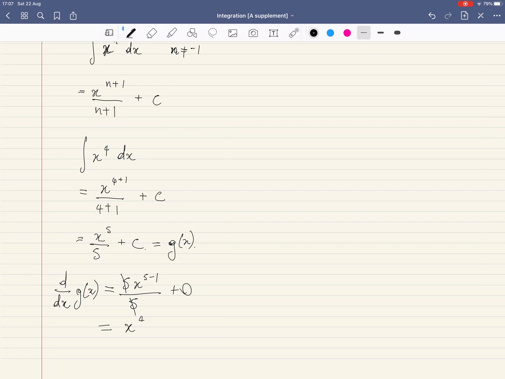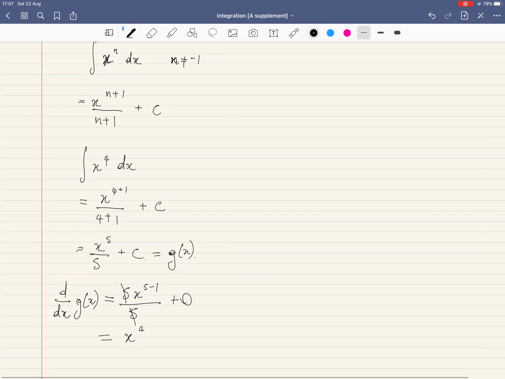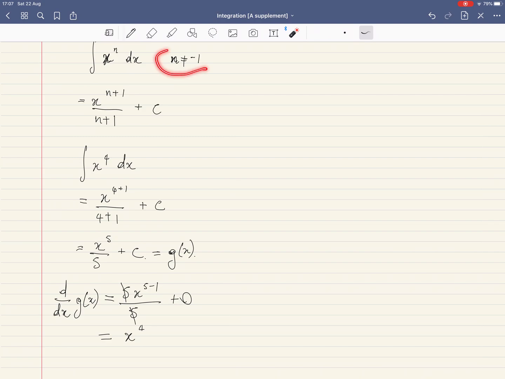This holds true provided that we prevent n from being minus 1. That calls for a special function. Okay, that should be enough, a good review.